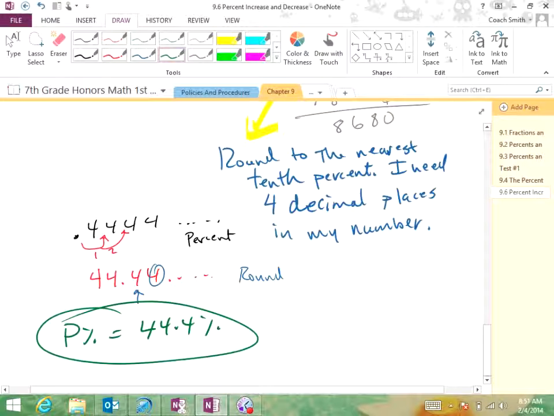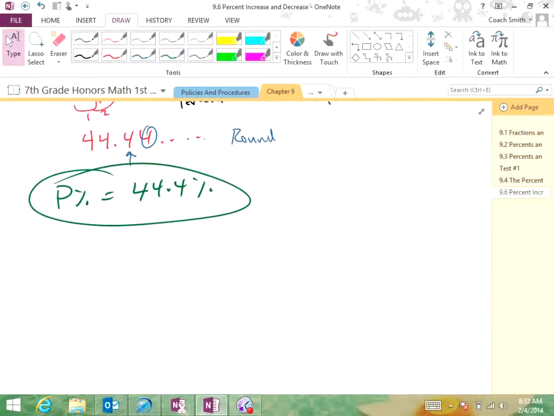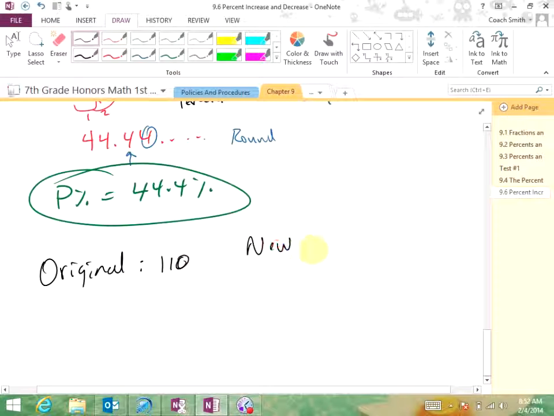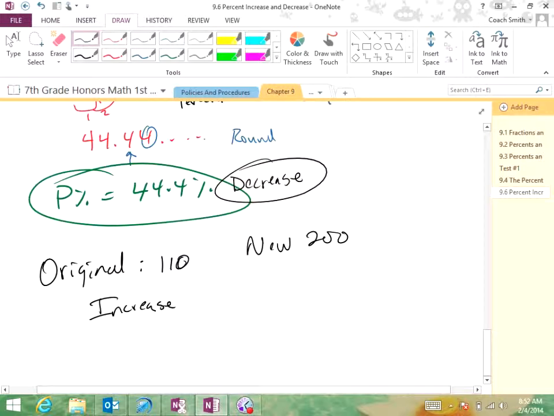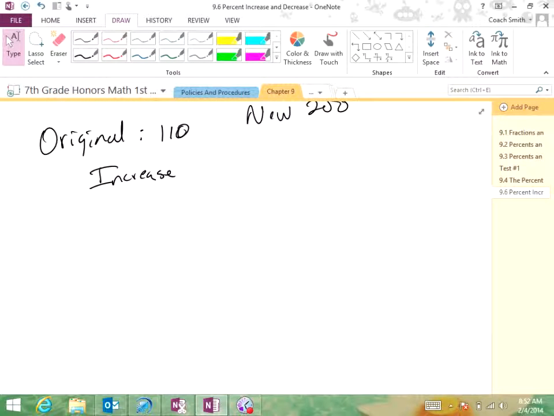All right? I want you to try this one on your own. The original amount is 110. The new amount is 200. So first of all, is it an increase or decrease? Increase. On most of these, they're going to want that with the answer. So that was a decrease up here. All right, so we'll try to work that one out using the information you've gotten so far.